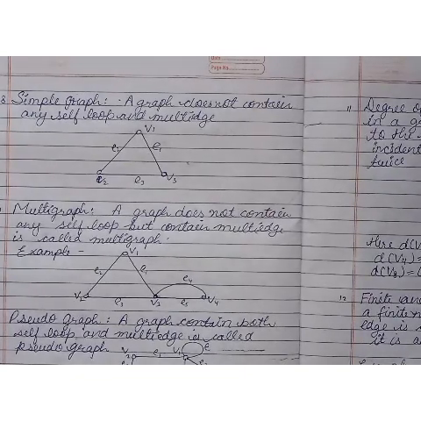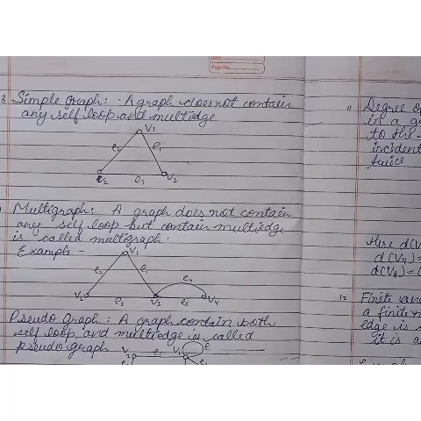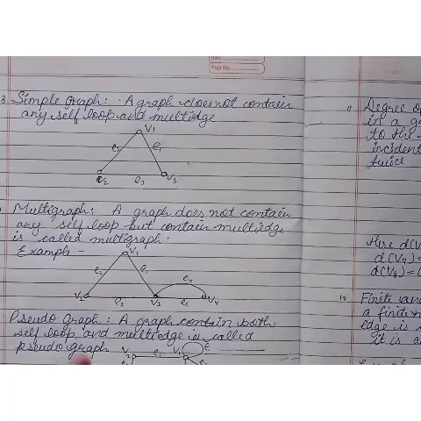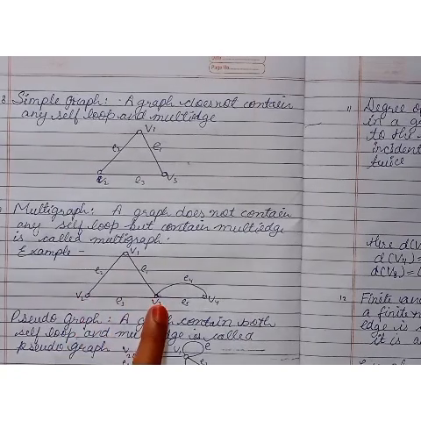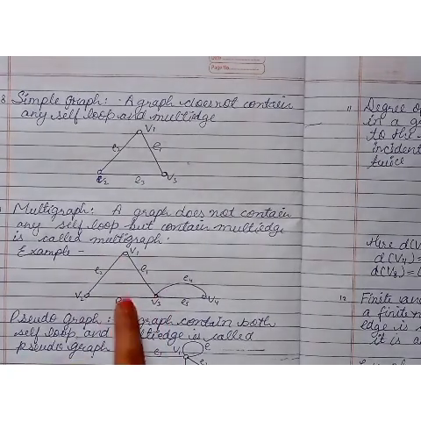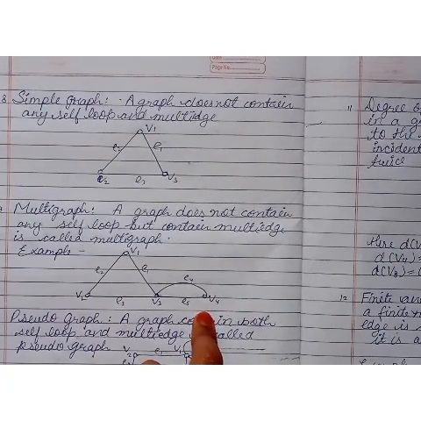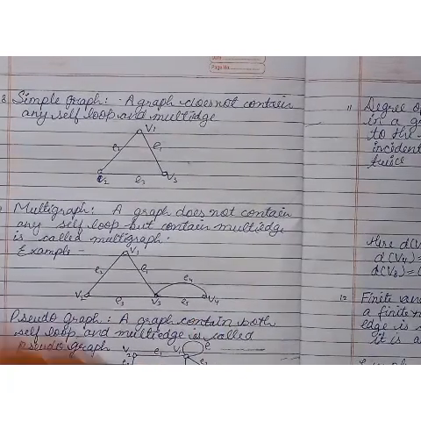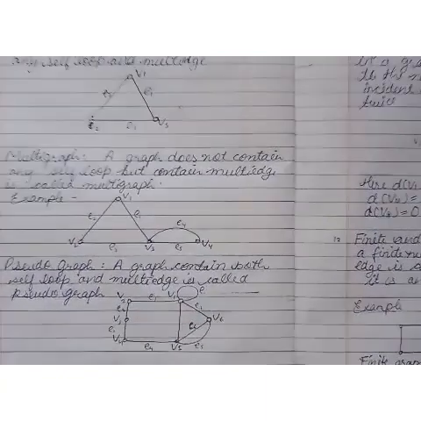And what is a multigraph? A graph that does not contain any self-loop but contains multi-edges is called a multigraph. Here we can see in this graph, it does not contain any self-loop and contains multi-edges, means there are many edges V1, E1, E2, E3, E4, E5 and no self-loop. So this type of graph is called a multigraph. The next type is pseudograph.